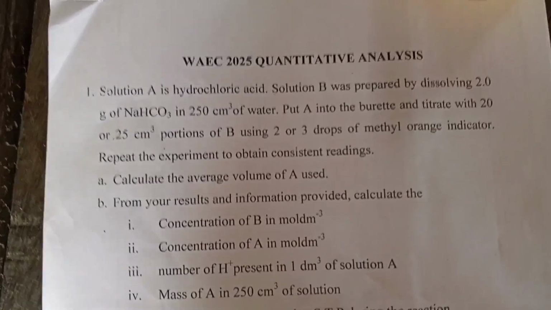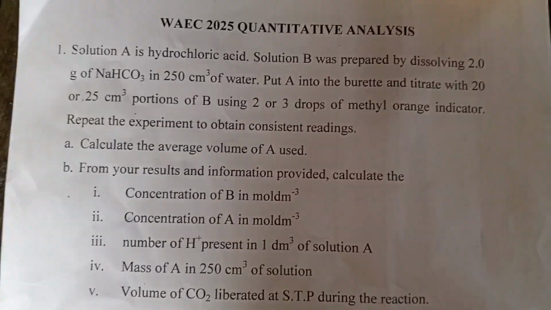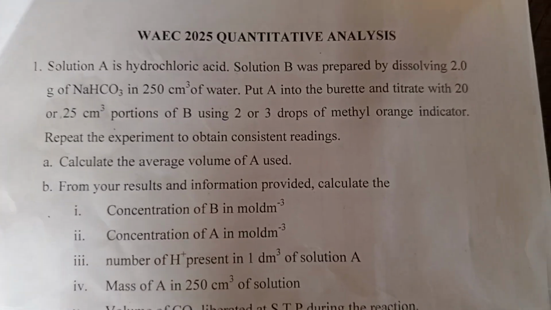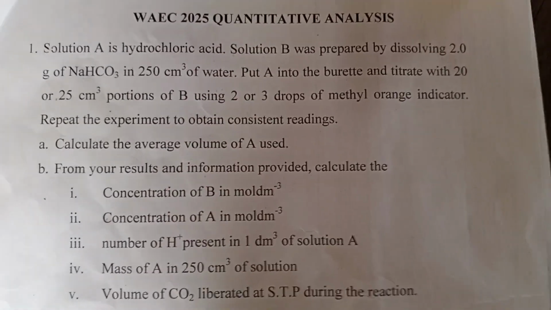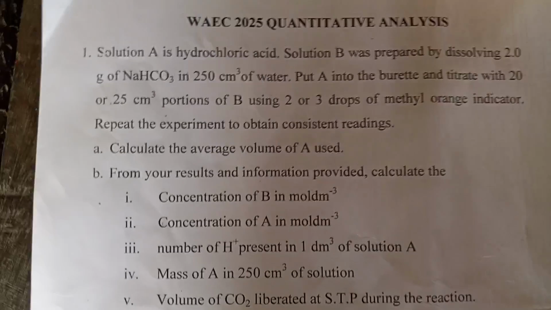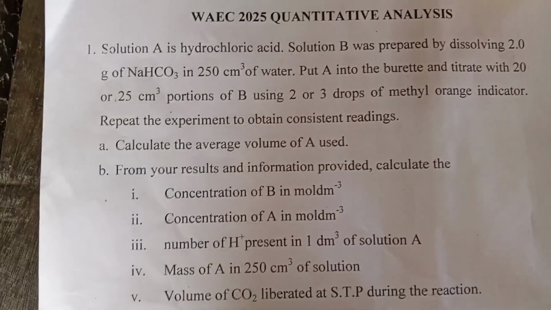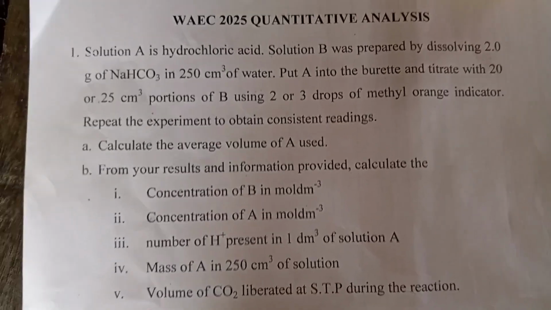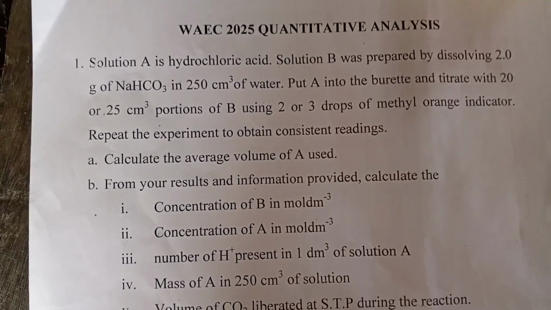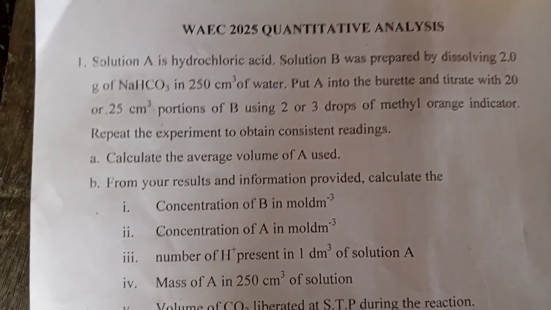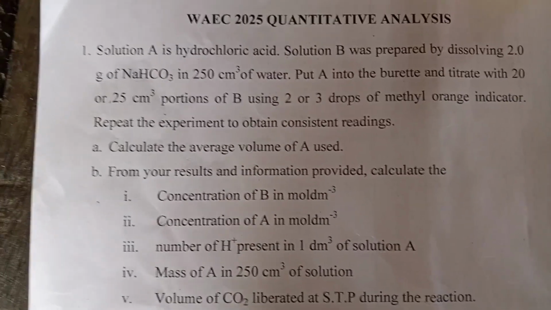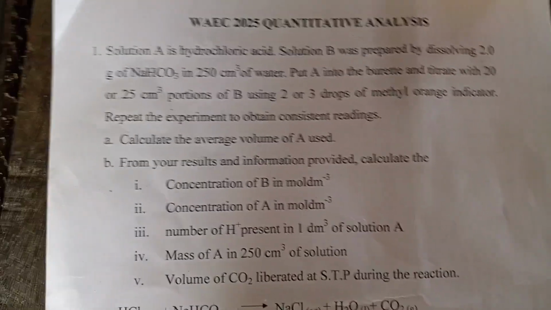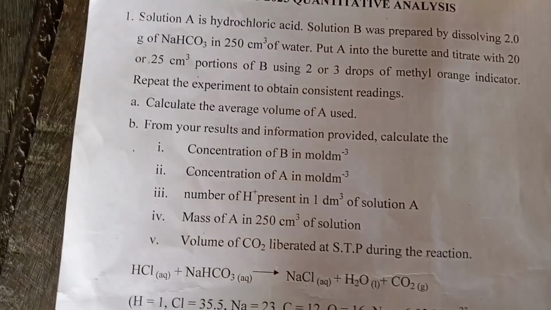So look at the first question here. It says solution A is hydrochloric acid. Solution B was prepared by dissolving 2.0 gram of sodium hydrogen carbonate in 250 cm cube of water. Put A into the burette and titrate with 20 or 25 cm cube portions of B using 2 or 3 drops of methyl orange indicator. Repeat the experiment to obtain consistent readings. We have done the experiment and we've gotten an endpoint as 23.30.